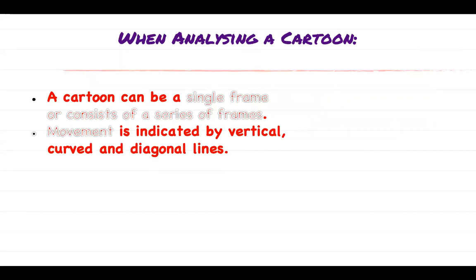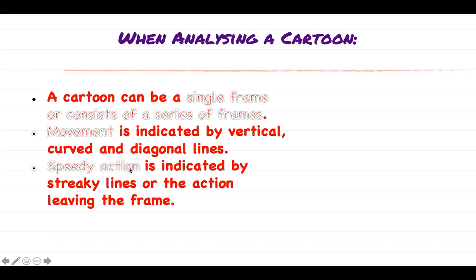Again, movement is indicated by vertical, curved, and diagonal lines. If you remember, these were taught to you maybe in grade 6 or grade 7 mathematics. Curved lines may show a particular movement from one end to the other. Sometimes diagonal lines, depending on what movement is being portrayed. Speedy action is usually indicated by streaky lines, or the action leaving the frame. Those lines are very aggressive. They look very streaky, very sharp, because they show that speedy action.